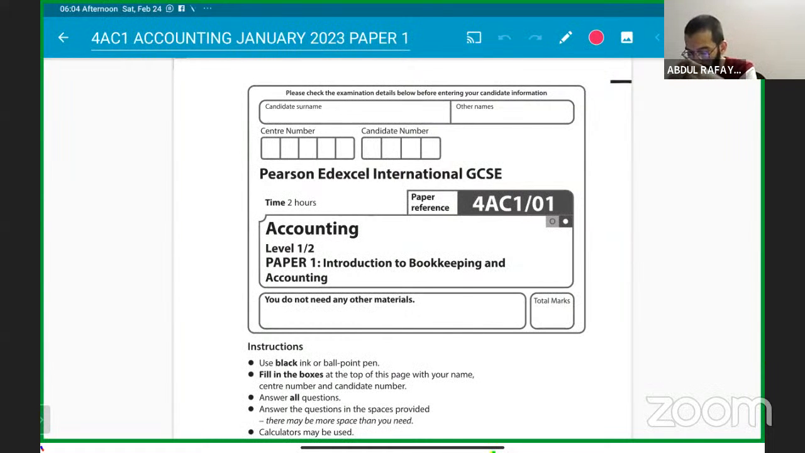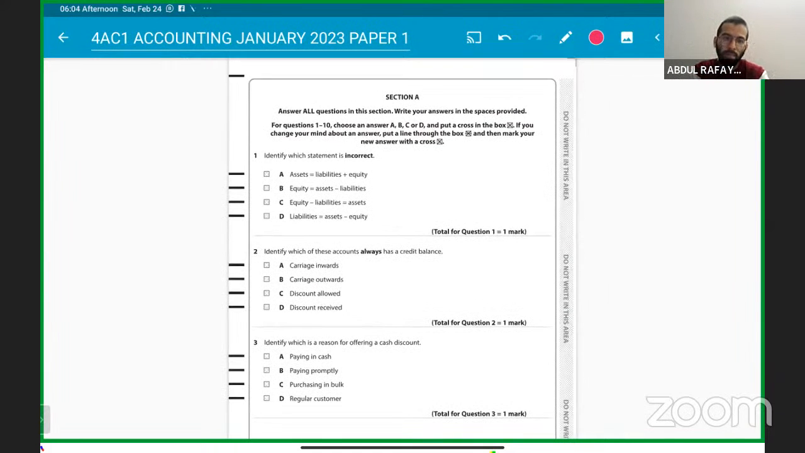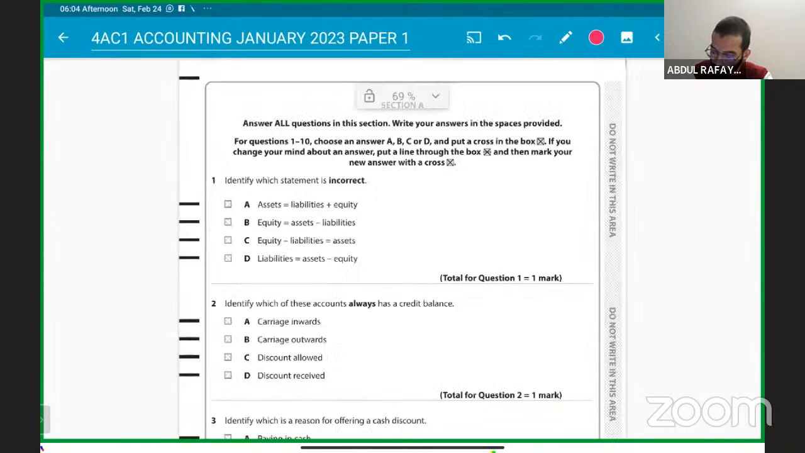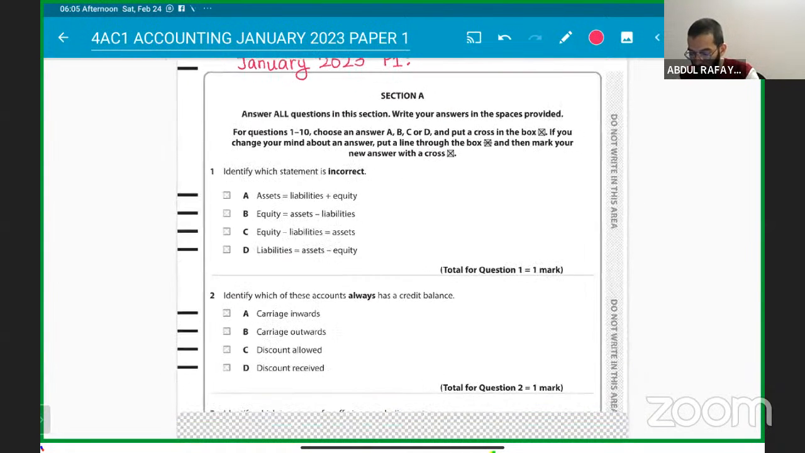Hello, let's get started. Today we are going to solve the paper for the International GCSE Accounting, January 2023. This is paper one for the Edexcel 4AC1 Accounting. As we can see, we have some sections here.